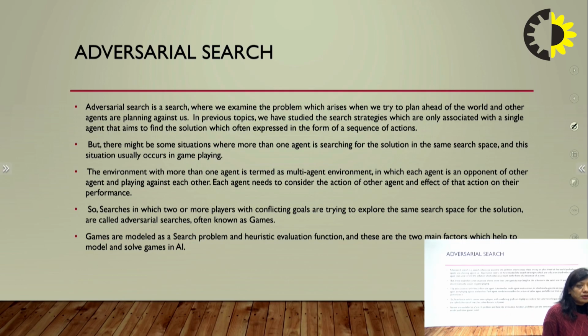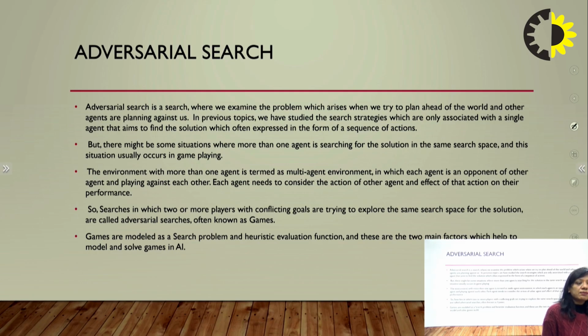Now the second searching algorithm, adversarial search. Adversarial search is a search where we examine the problems which arise when we try to plan ahead in a world where other agents are planning against us. In the previous topic, we studied search strategies associated with only a single agent that aims to find the solution, which is generally expressed in the form of a sequence of actions.